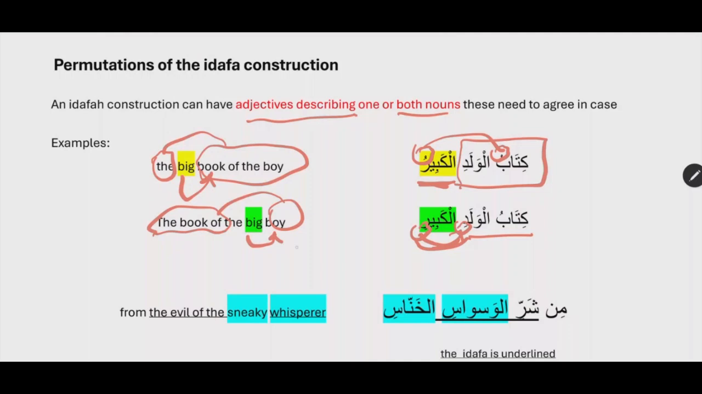So the adjective and noun have to agree here in order for this meaning to be derived as the book of the big boy. Now in Surah Qul A'udhu bi Rabbin Nas, we have Min Sharril Waswasil Khannas. You can see the idafa construction here. The evil of the whisperer, and Khannas is the sneaky, right? The sneaky is the adjective, so Khannas is describing waswas, and therefore kasra here, kasra here, so therefore this becomes a kasra there. Right, so this is the principle of how you use an adjective with an idafa.